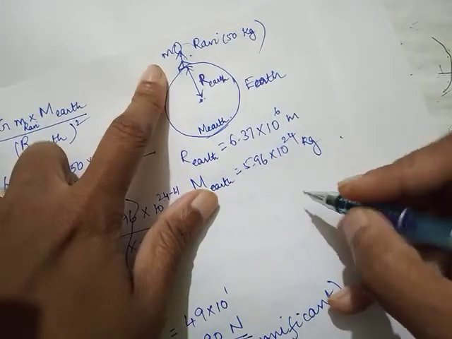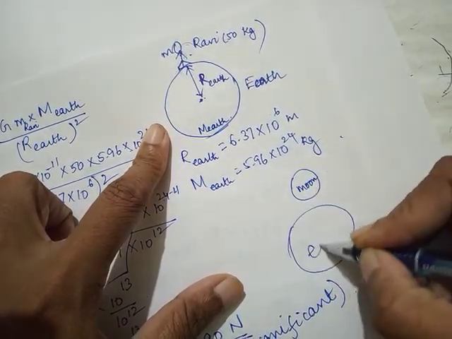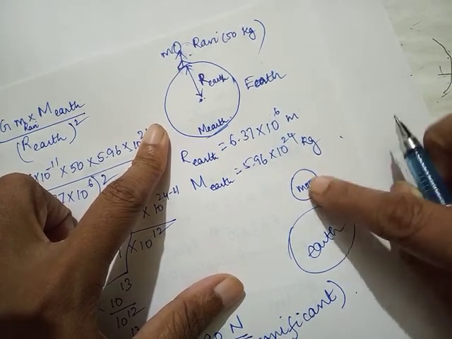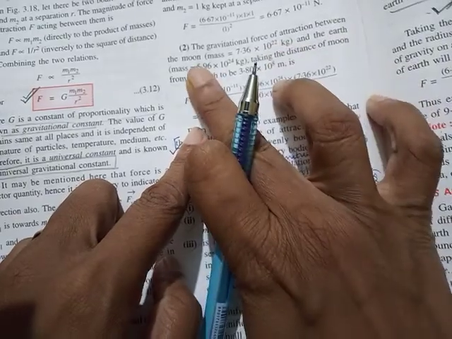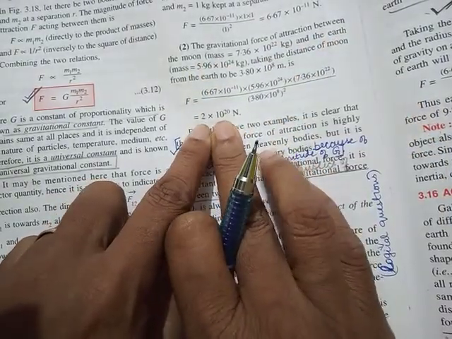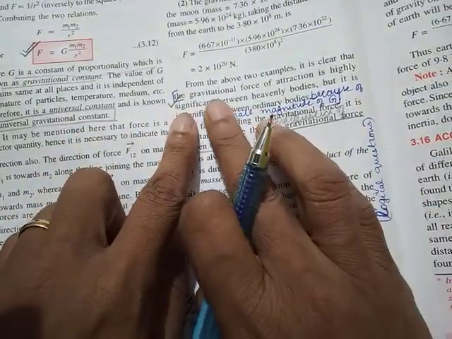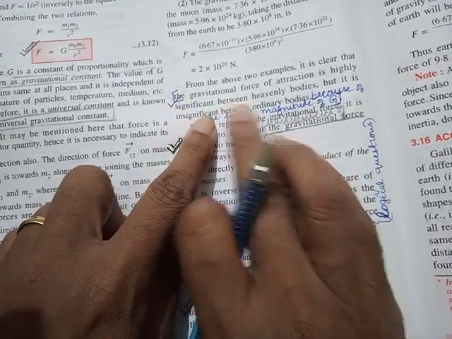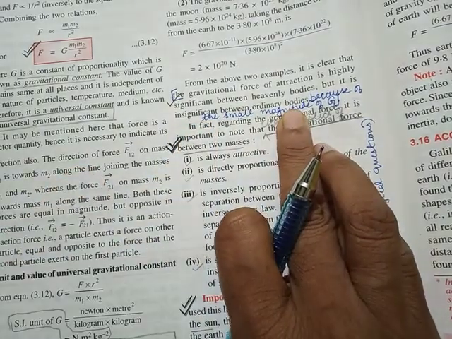I can similarly calculate the force of attraction between the moon and Earth. I have to take one body as the moon, the other as Earth, the mass of the moon, the mass of Earth, the distance between moon and Earth, and all that. And see, they have done the calculation. Gravitational force of attraction between moon and Earth comes out to be 2 into 10 power 20, which is also a big number. So the conclusion is the gravitational force of attraction is highly significant between heavenly bodies, but it is insignificant between ordinary bodies.